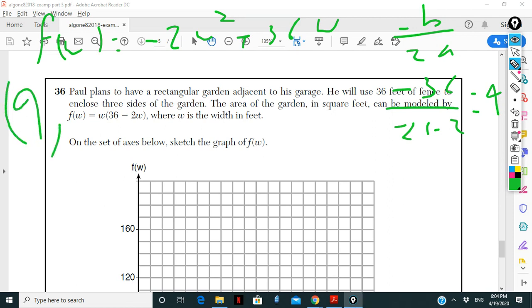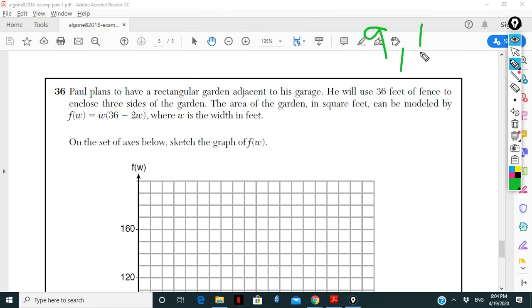I'm plugging in, so 9 squared is 81. 81 times negative 2 is negative 162. 9 times 36 is 324. When you subtract, I get 162. I hope I did it correct. So 162. Okay. So 9 and 162.